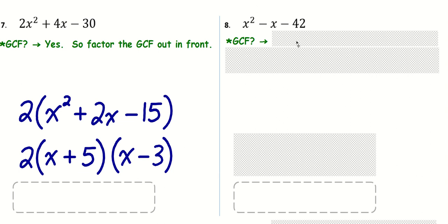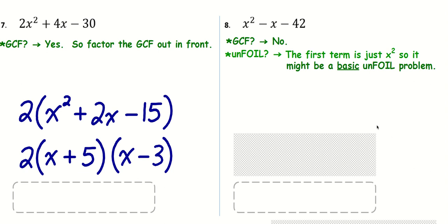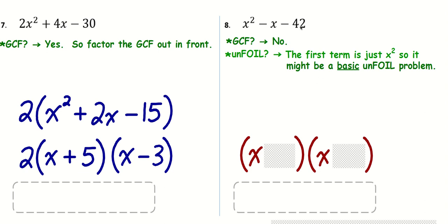Number 8, is there a GCF? Heck no. Can it unfoil? Well, yeah. Fix that. Unfoil, yeah, by what method? The first term is just x squared, so it will be a basic unfoil problem. What two numbers multiply to make negative 42, but they also add up to negative what? What number's here? Negative 1. So what two numbers multiply to make negative 42, but they also add up to negative 1?